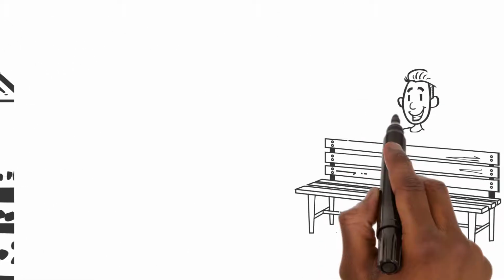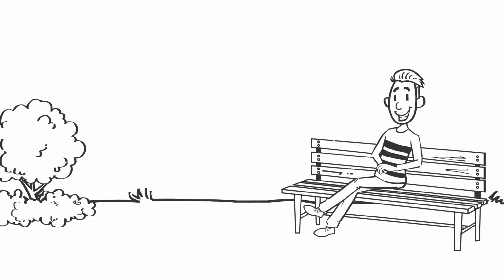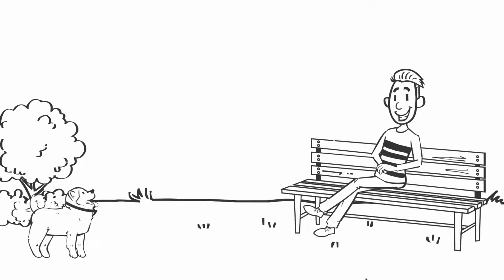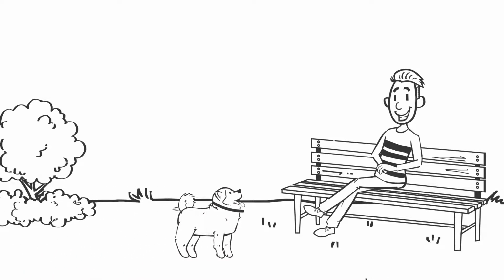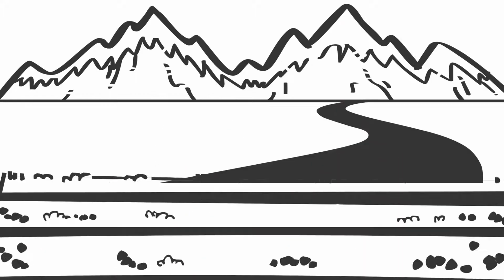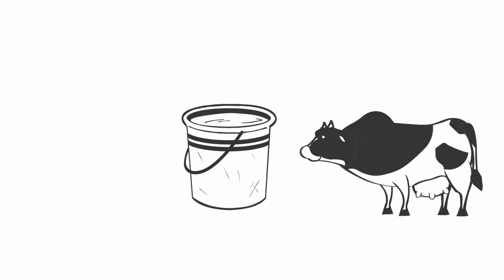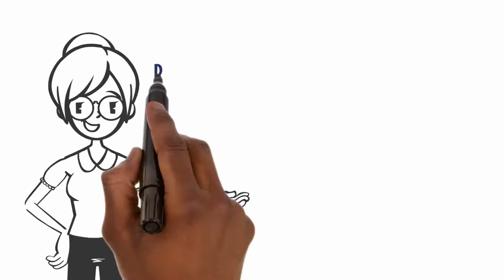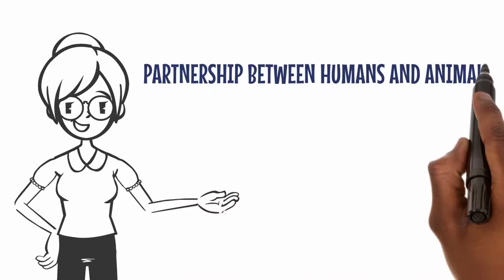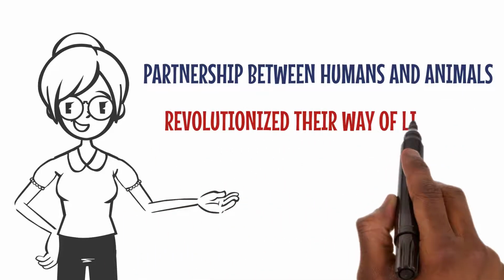But let's not forget the domestication of animals. Just like we have pets today, early humans started taming and breeding animals for various purposes. They used dogs for hunting, sheep for wool, and cows for milk and meat. This partnership between humans and animals revolutionized their way of life.